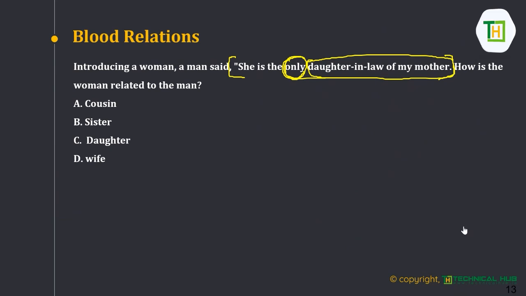Yes, obviously it is wife. Correct. Okay. So the only daughter-in-law of my mother is nothing but my wife itself. So that woman is related to the man as wife here. A man said, introducing a woman, she is my wife. Then she is the wife of that man, right?